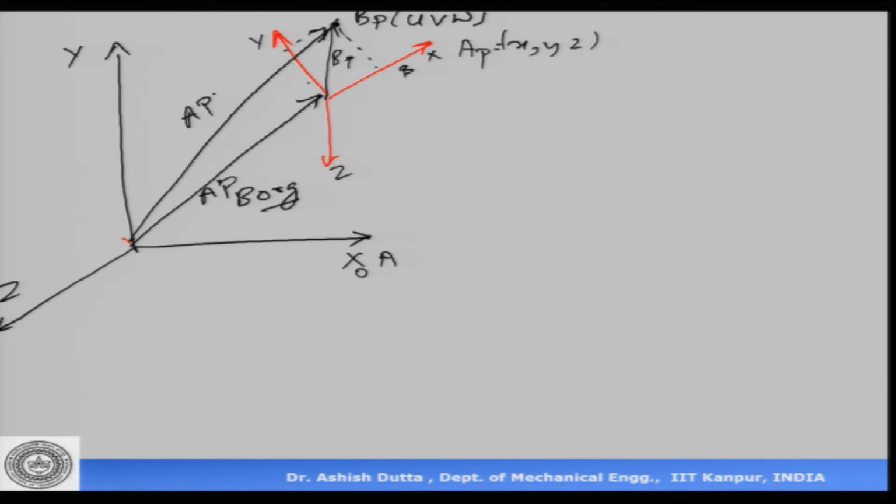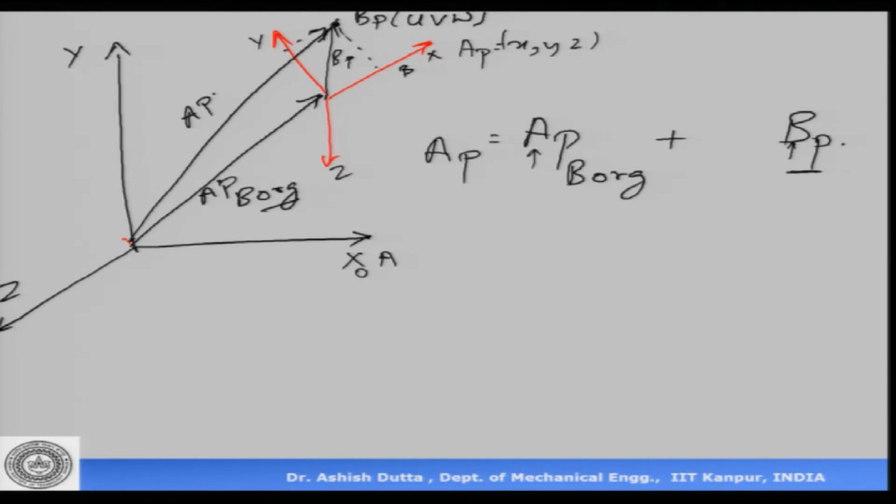Now, if you look at this, we basically see that we can express this vector closed loop as AP B org plus BP is equal to AP, right. So, if I write it here, it becomes AP is equal to AP B org plus BP. In terms of vector closed loop. Now, we need to note something here: this vector BP is expressed in frame B. So, we can't add it like this because this is expressed in frame A, whereas this is expressed in frame B. So, we cannot add two vectors which are expressed in different frames.